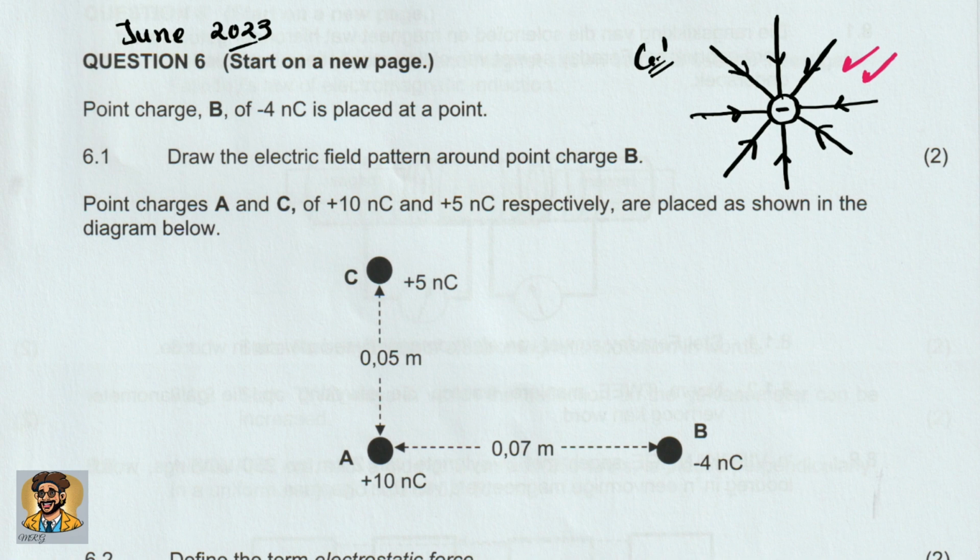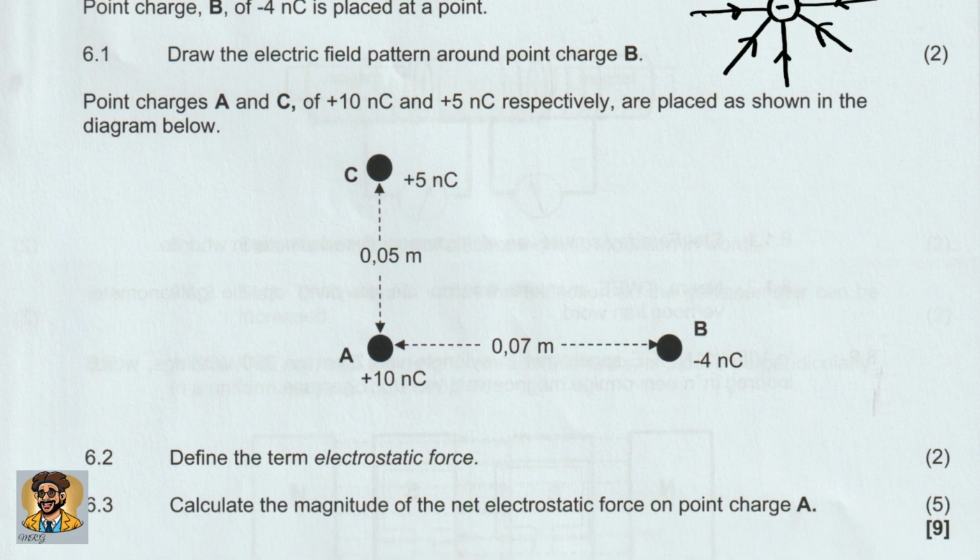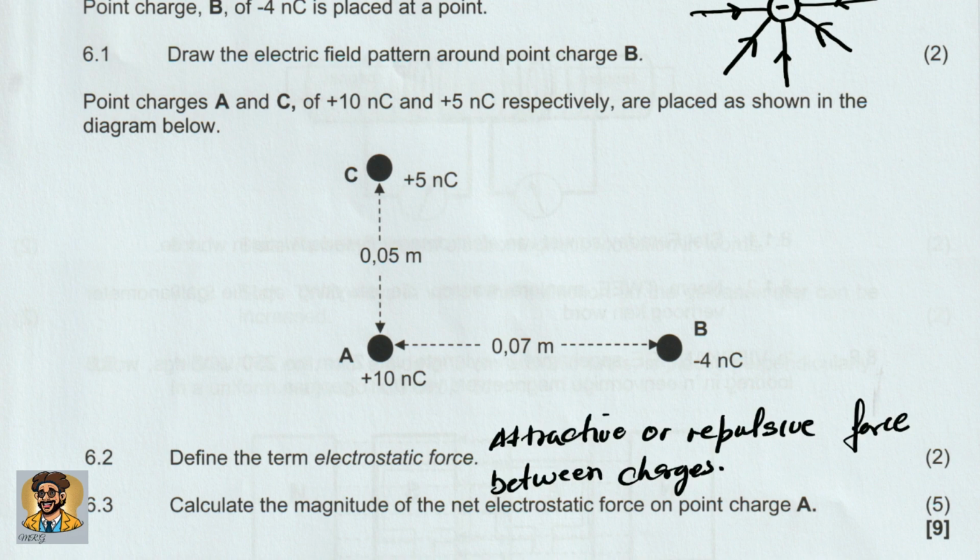Question 6. The next question says point A and C of positive 2 and positive 5 nanocoulomb respectively are placed as shown in the diagram below. So now you have the following pattern, with point A that we already drew. Question 6.2 says define the term electrostatic force. The electrostatic force is the attractive or repulsive force between charges. That is the 2 marks there.